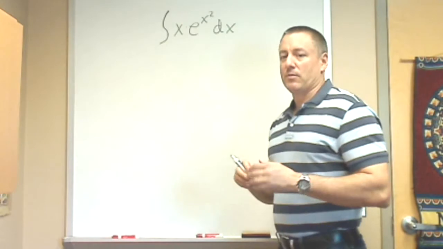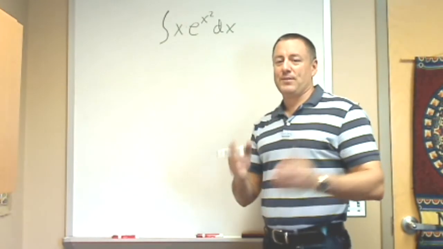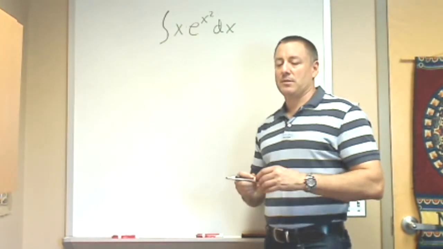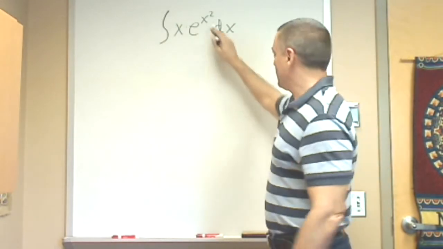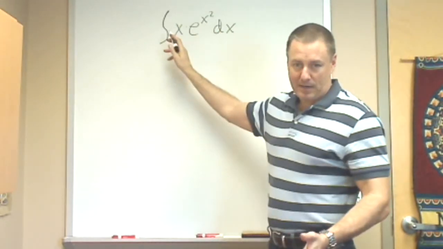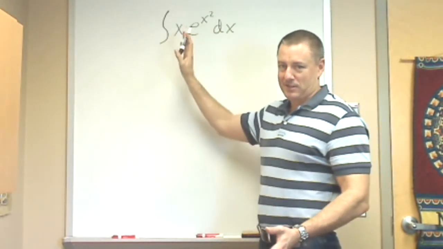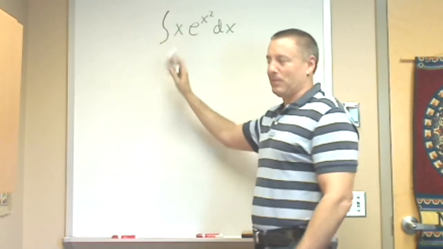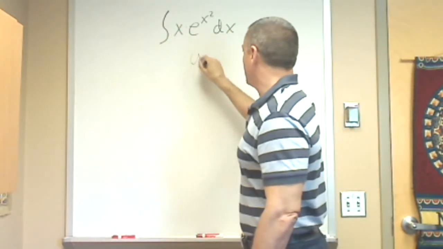And as mentioned in the first one, in a substitution we look for something whose derivative is in the problem. In this case, the derivative of x squared would be 2x. I don't quite have 2x, but I can always fix a constant. Constants move in and out of integrals at will, so that shouldn't be too bad. Let's just give it a try.